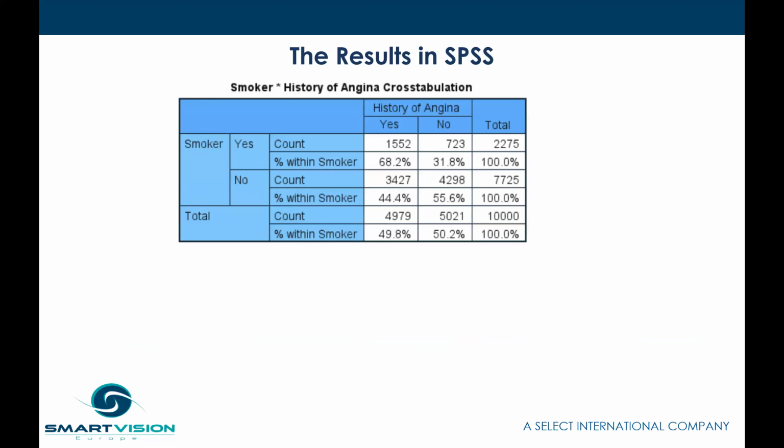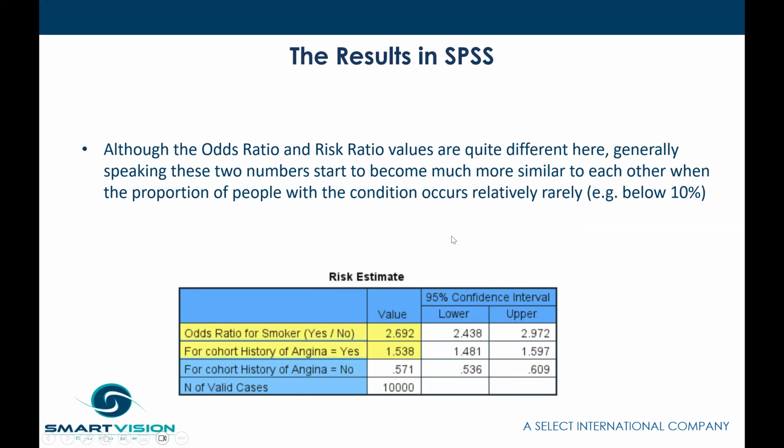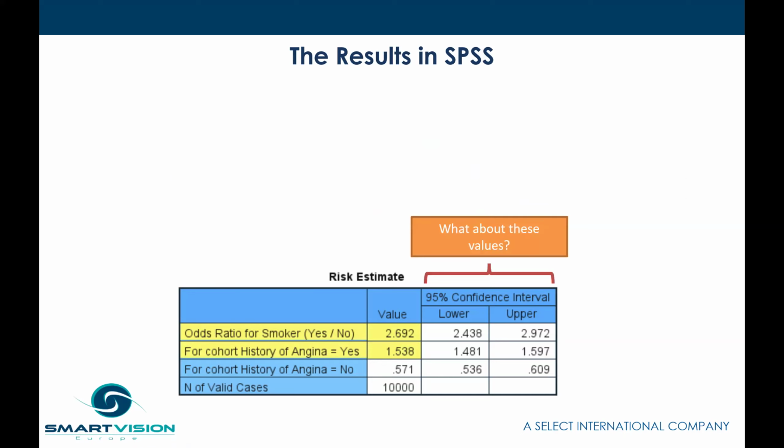Now, you do get different numbers here for this table, obviously for the odds ratio and for the risk ratio. And here the values, as we see being shown here for the odds ratio and the risk ratio, are exactly the same values that we have calculated. It says, although the odds ratio and risk ratio values are quite different here, generally speaking, these two numbers start to become much more similar to each other when the proportion of people with the condition occurs relatively rarely. Once it gets below 10%, they start to really converge and they're very similar.